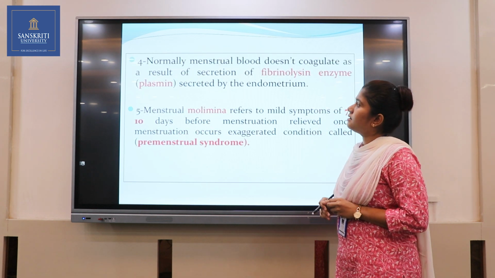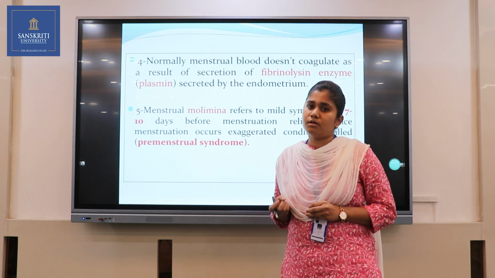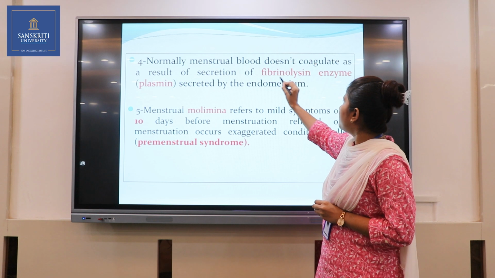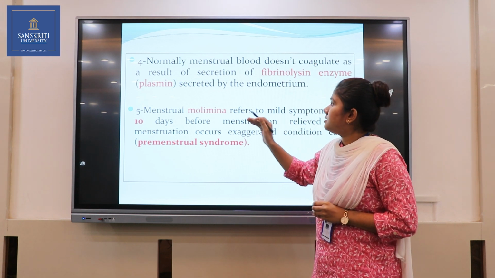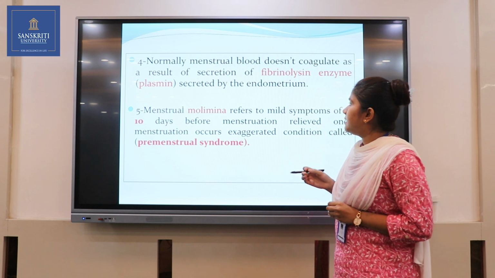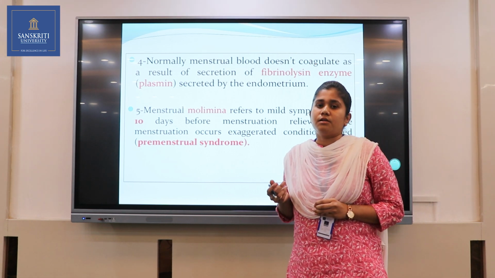the fourth point. Normally, menstrual bleeding does not coagulate. Why does it not coagulate? Because of the presence of the fibrinolysin enzyme plasmin, which prevents the coagulation of the blood and is secreted by the endometrium, the inner layer of the uterus.